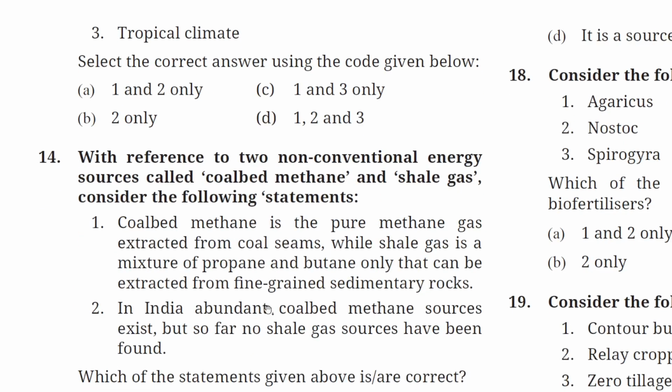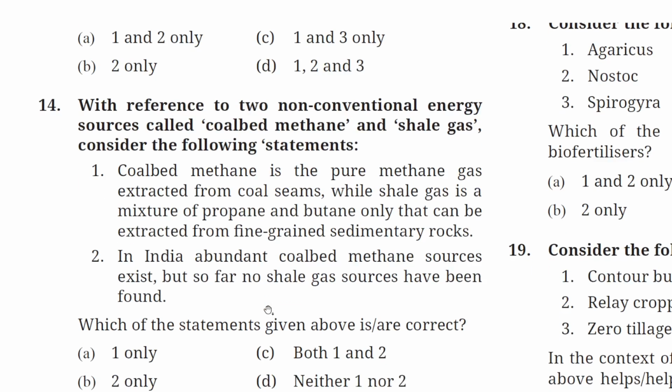With reference to two non-conventional energy sources called coal bed methane and shale gas, consider the following statements. Coal bed methane is the pure methane gas extracted from the coal streams, while shale gas is a mixture of propane and butane only that can be extracted from fine-grained sedimentary rocks. In India, abundant coal bed methane sources exist, but so far no shale gas. Such an extreme statement you can find. No, there are a lot of shale gas sources in India also. So the answer is neither one nor two.